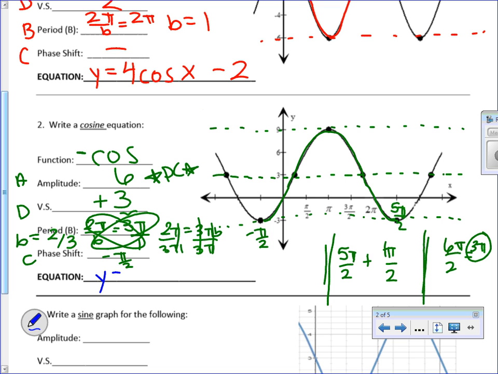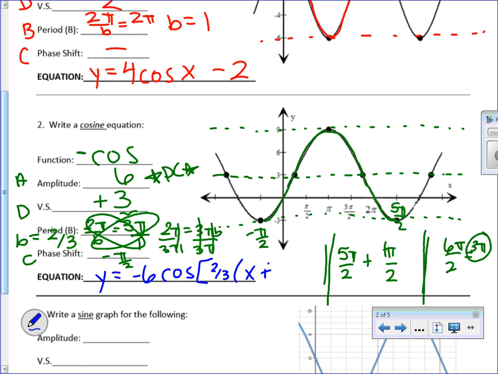So y equals, what's my amplitude? -6, good, it's 6 with a direction change. Then it's the word cosine. Then you have to put your bracket. I used A, now I need B. B is 2/3, parenthesis x. Now I need C. Make sure you do the opposite.